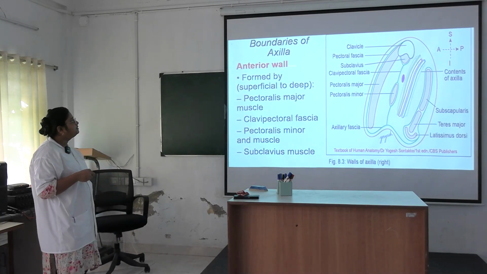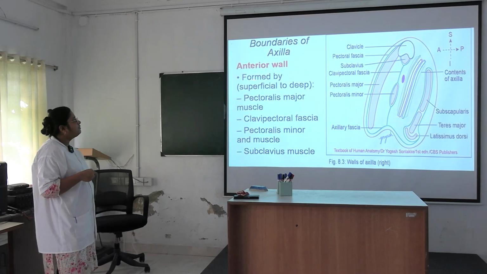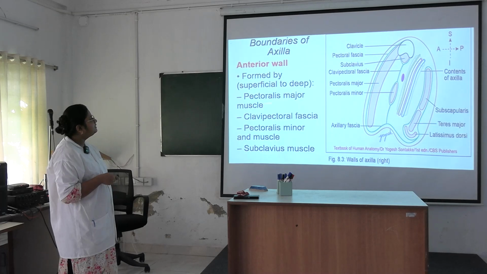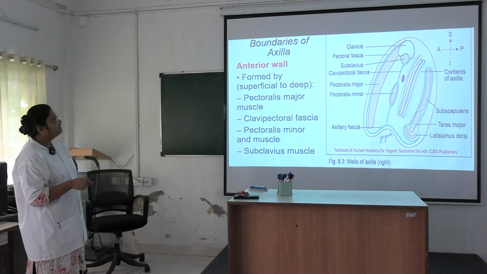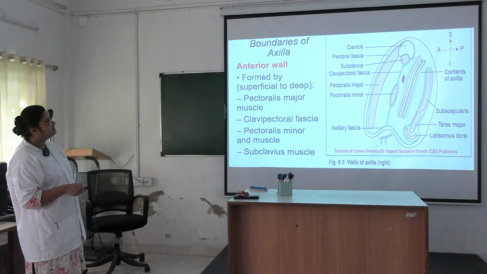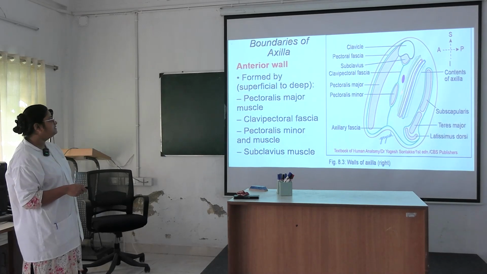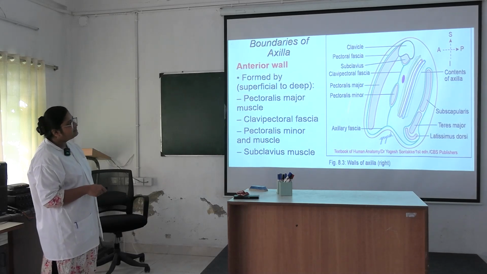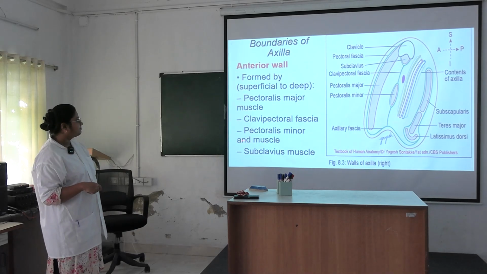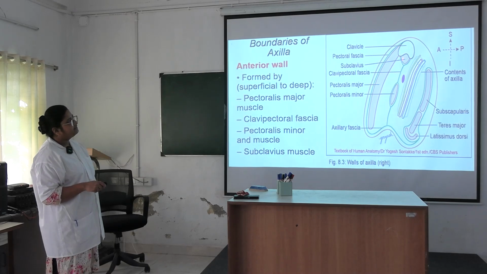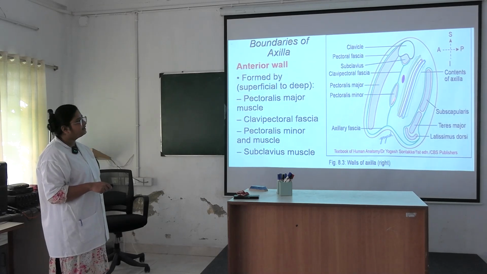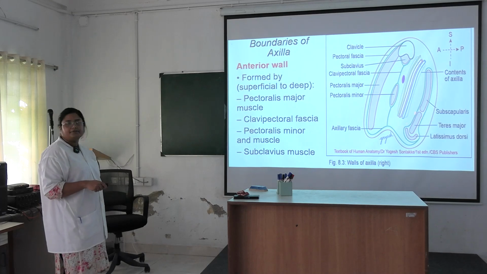So next we go to the anterior wall. It is formed, superficial to deep, by the pectoralis major muscle, clavipectoral fossa, pectoralis minor muscle, and the suspensory ligament of the axilla. All these lie in the anterior wall of the axilla, and also the subclavius muscle here. So these together form the anterior wall: pectoralis major, subclavius, clavipectoral fossa, pectoralis minor, and suspensory ligament of the axilla.